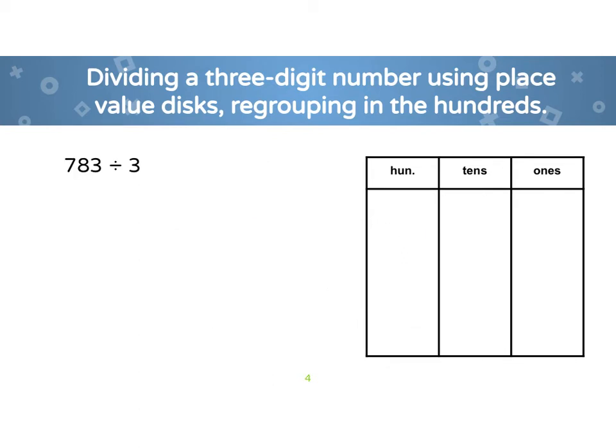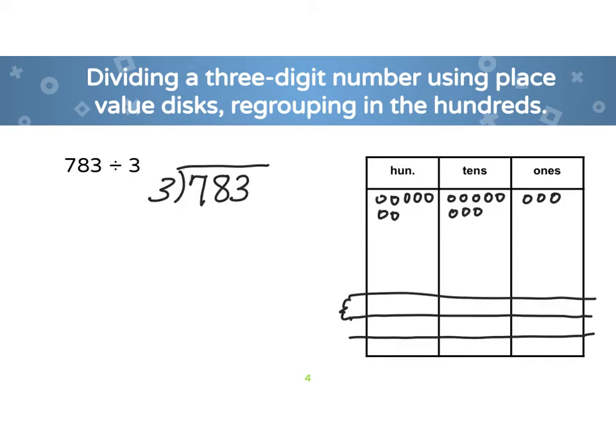Okay, this one is really similar. We have 783 divided by 3. So let me set that up on my place value chart. I have my 700s. I'm going to divide them equally between three parts. Each group gets 200s, and then I have 1 left over here. So I'm going to have to regroup that to my tens. 1, 2, 3, 5, 6, 7, 8, 9, 10.